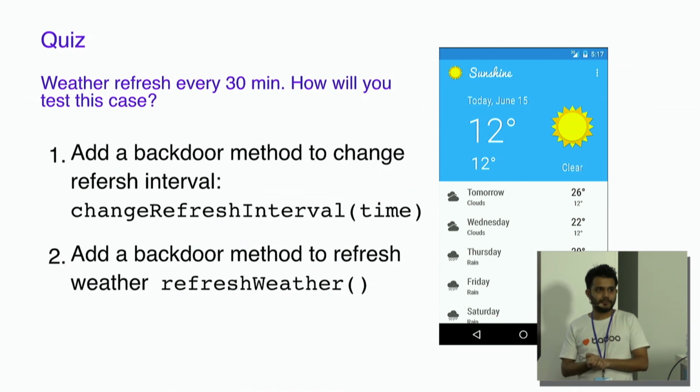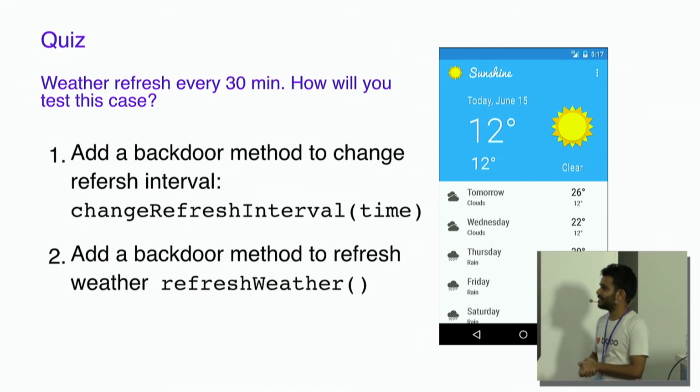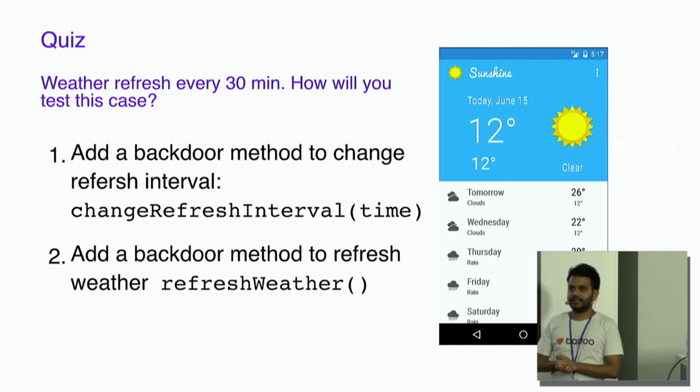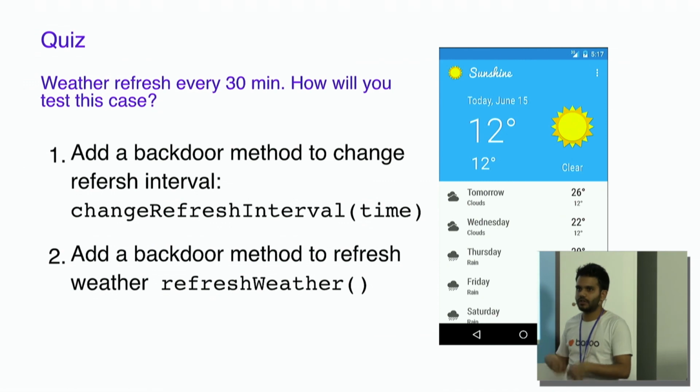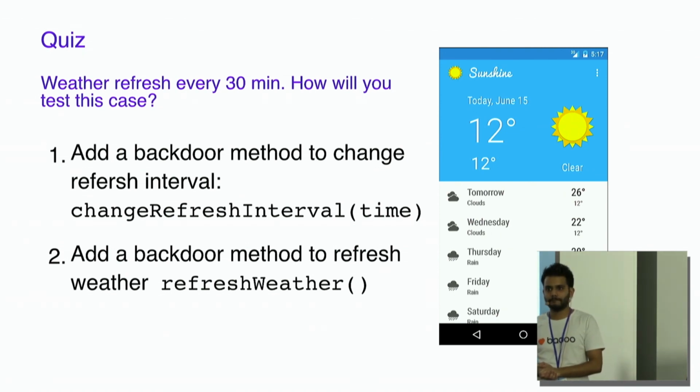So there are two ways we can put a backdoor here. The first one is we can add a backdoor method which changes the refresh interval from 30 minutes to 3 seconds, right? And then in our test we call this backdoor and then test as usual. We wait for 3 seconds and check if the weather has refreshed or not. Another way to do this is we add a backdoor or a cheat code to refresh the weather itself. So let's say we call the backdoor and it calls the refresh API and refreshes the weather. How many of you will go with the first one?